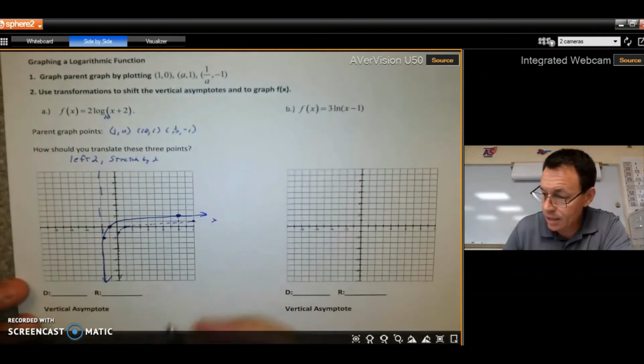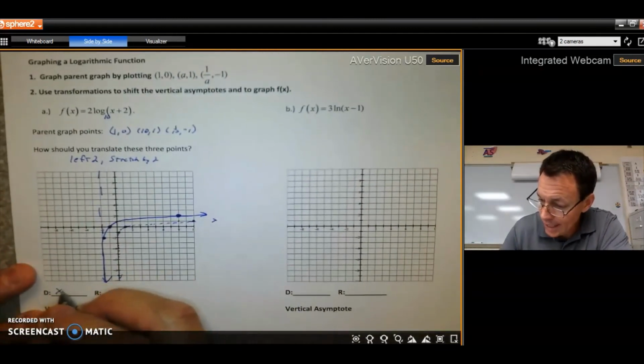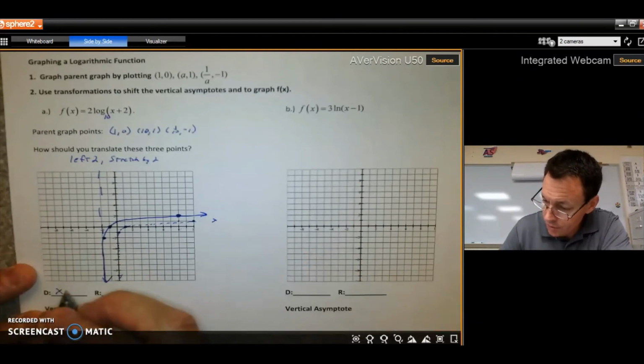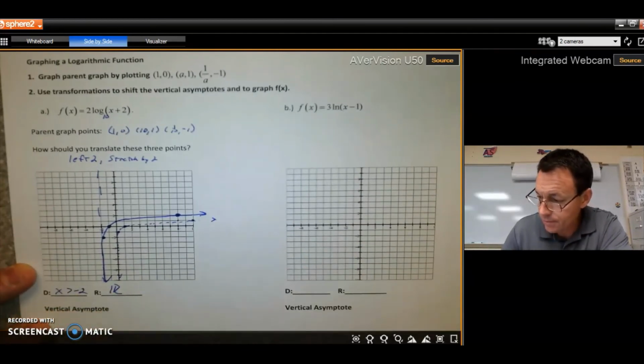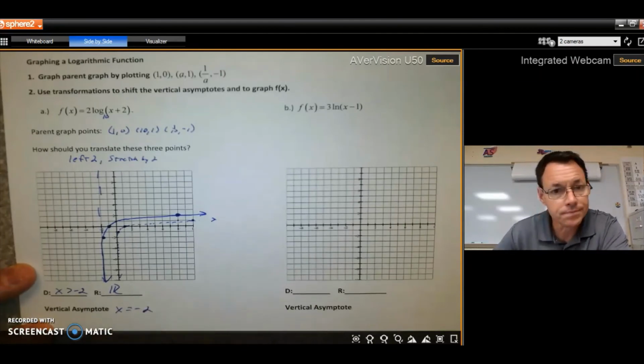Okay? The domain of this would now be all x's greater than negative 2. The range is still all real numbers. And we have a vertical asymptote. The reason our domain is what it is because we have a vertical asymptote at negative 2.